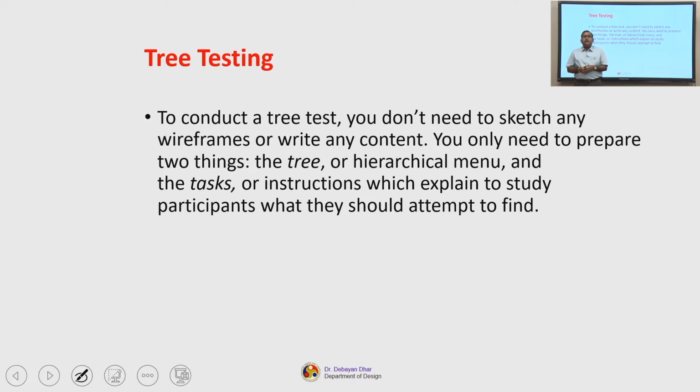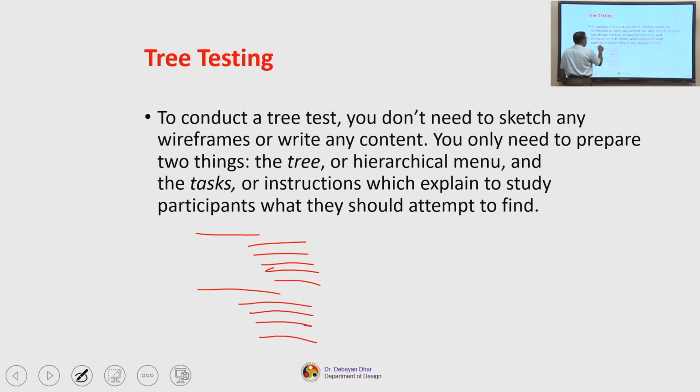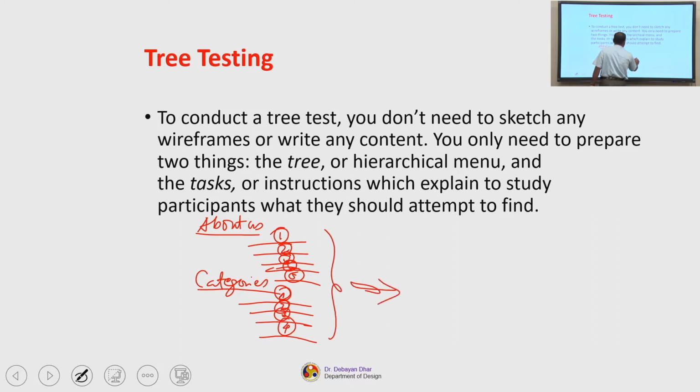To conduct a tree test, you do not need to sketch any wireframes or write any content. You only need to prepare two things: the tree, or the hierarchical menu. That means you have menus like this, with contents written like this. Say my web page has About Us and this is content number 1, 2, 3, 5. Then again we have categories, and then we have all the structures, the hierarchical menu. In tree testing you have these hierarchical menus, and then you have the tasks or instructions which explain to the study participant what they should attempt to find.